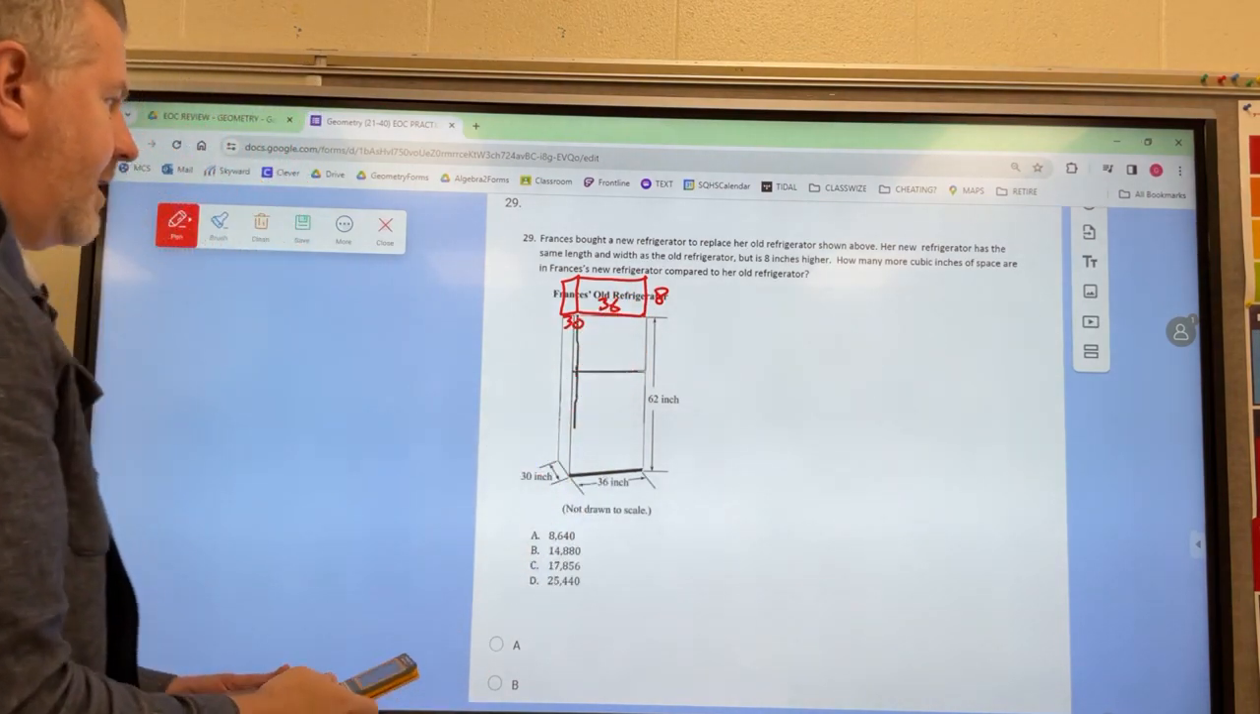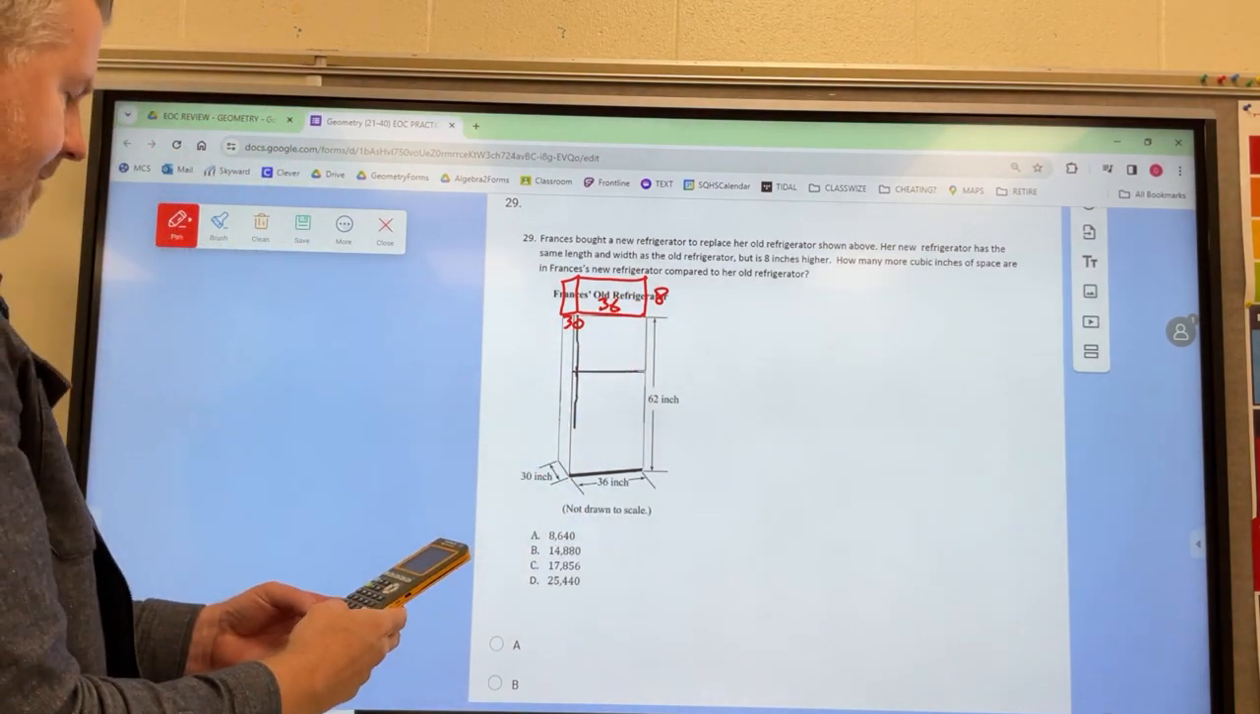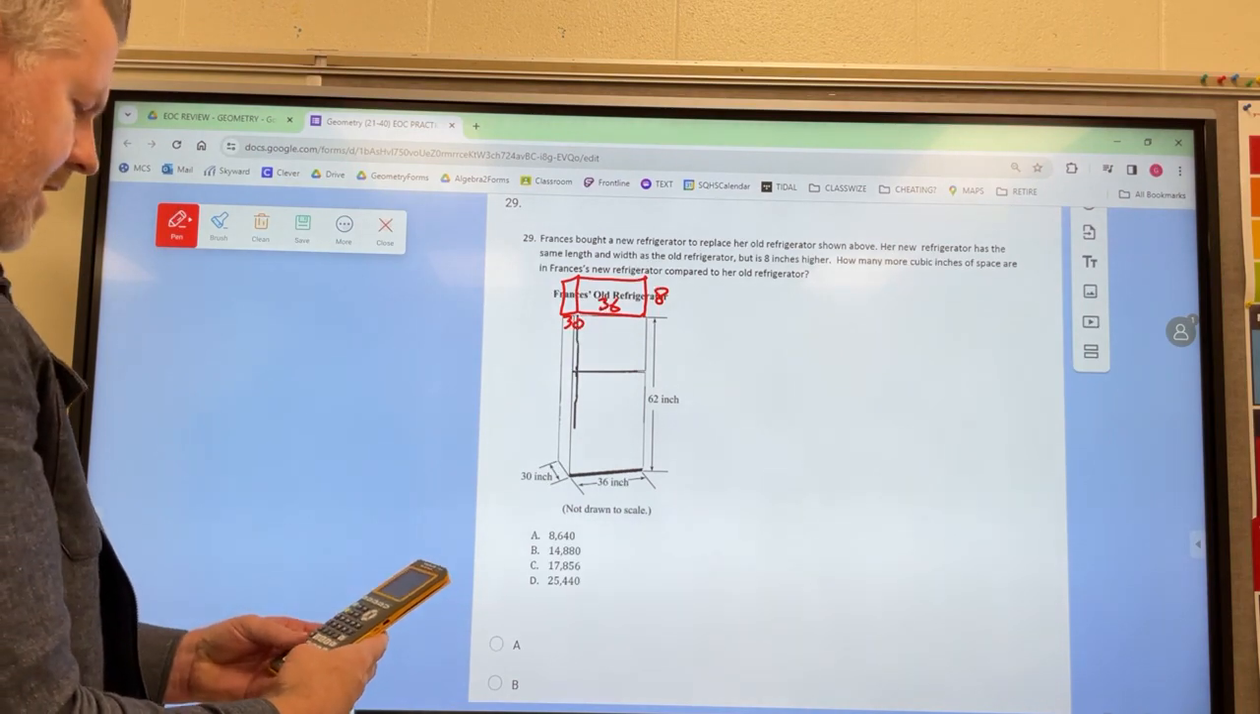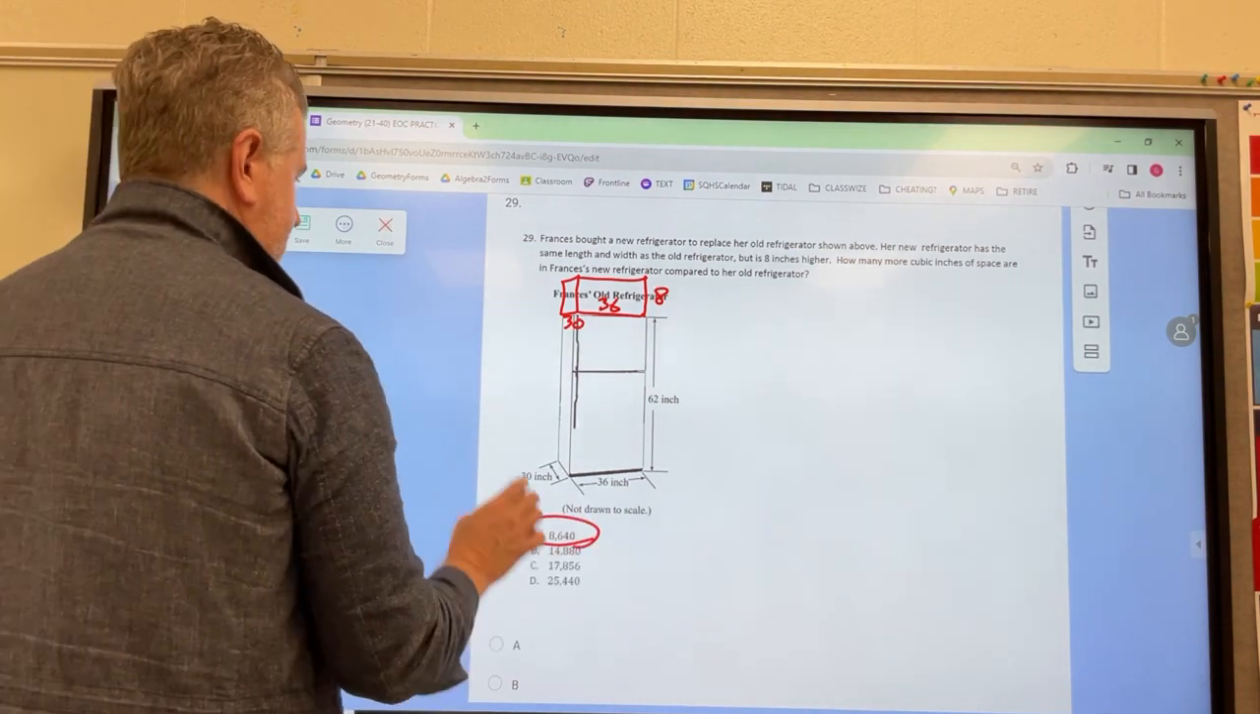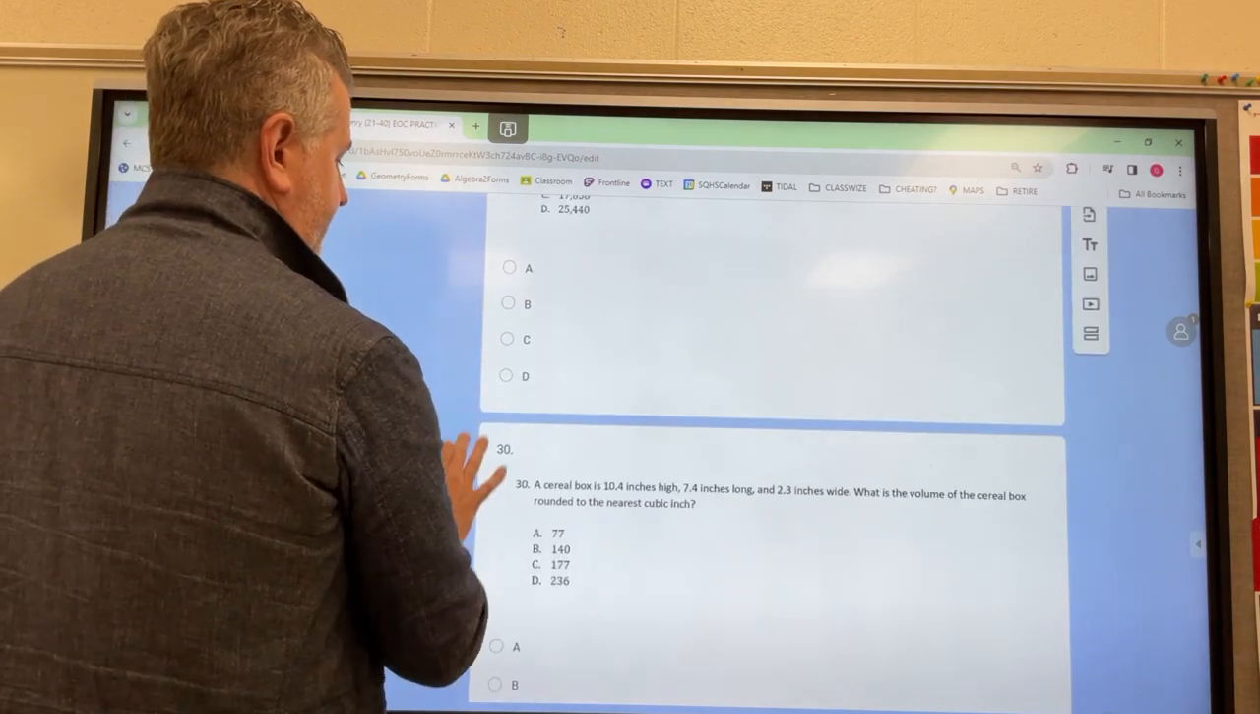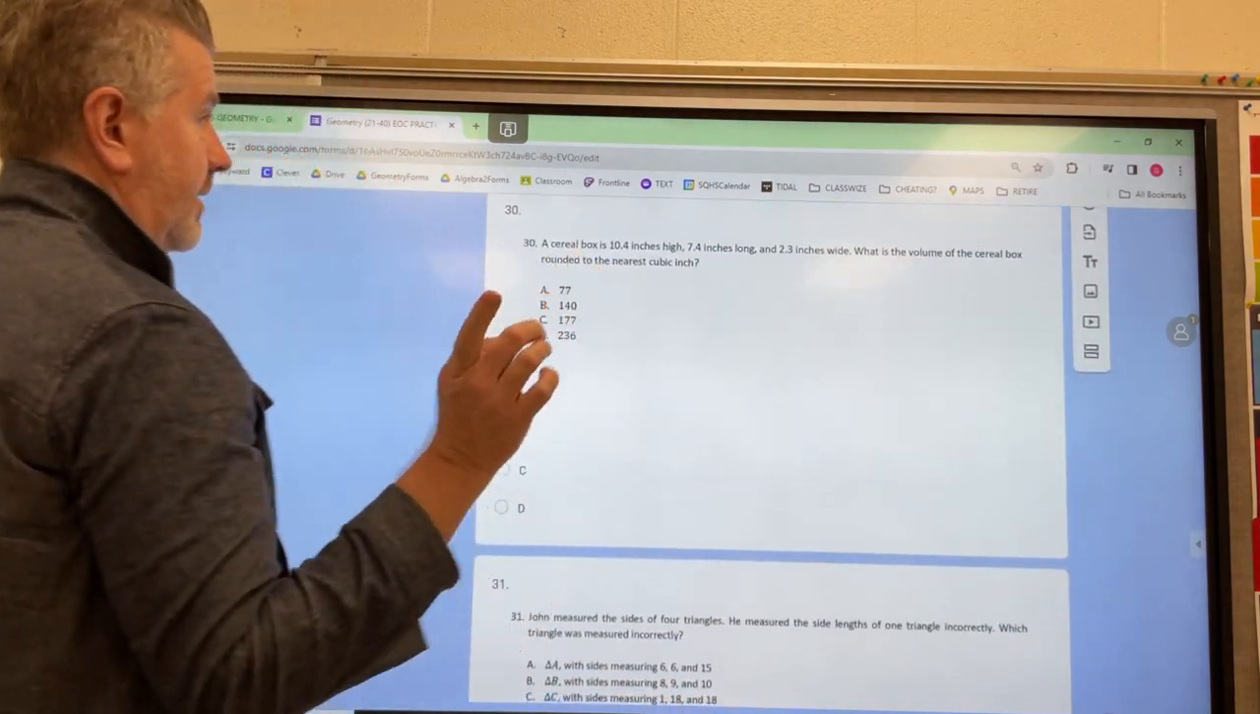Or we could calculate them both and multiply them. So 8 times 30 times 36. We've got 8,640 square inches. Cubic inches, sorry, that's volume.